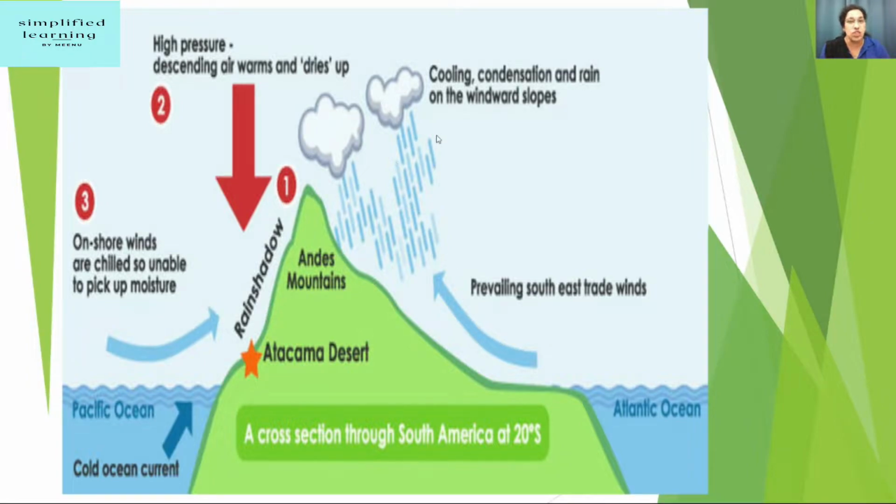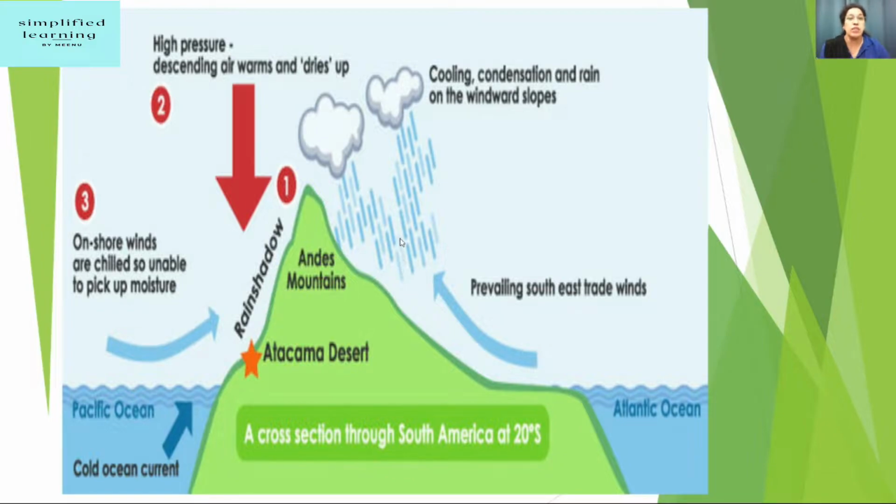So condensation occurs. First evaporation is occurring and then condensation starts. So cooling, condensation and rain on the windward slopes. So this side of the mountain is the windward side, because monsoon winds are coming towards this direction. Yes. So what happens? All the moisture is poured in the form of rain. Clear? To the east side of the Andes mountain.